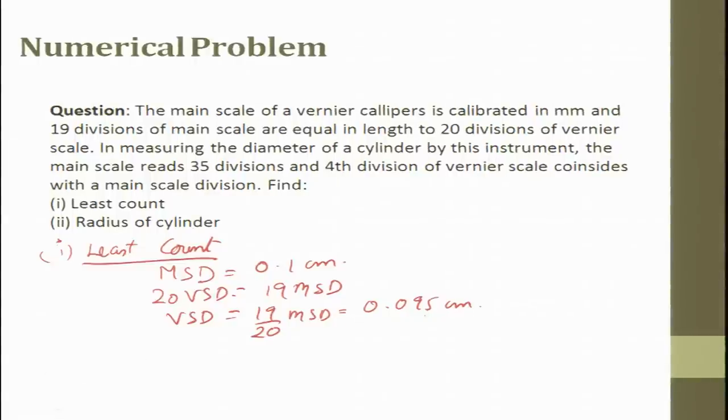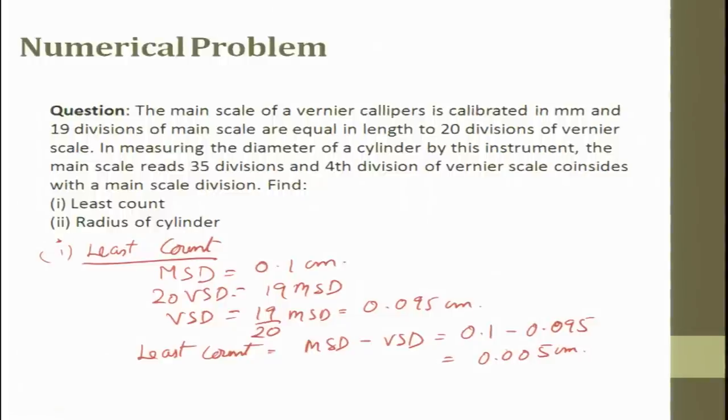No, this is the VSD. The least count is nothing but MSD minus VSD, which is 0.1 minus 0.095, which is 0.005 centimeter. This is the least count. So, now let us try to find out the radius of the cylinder.